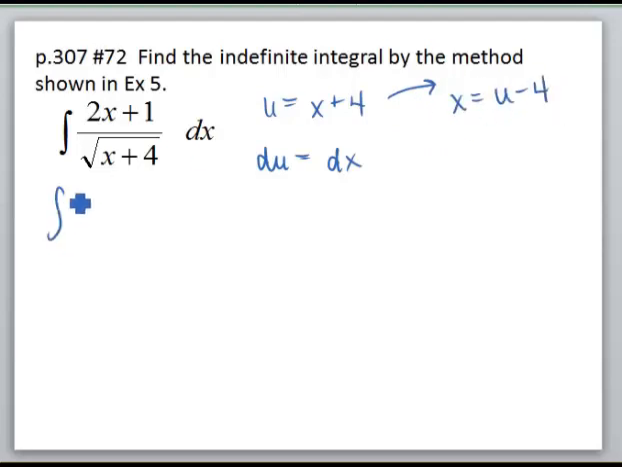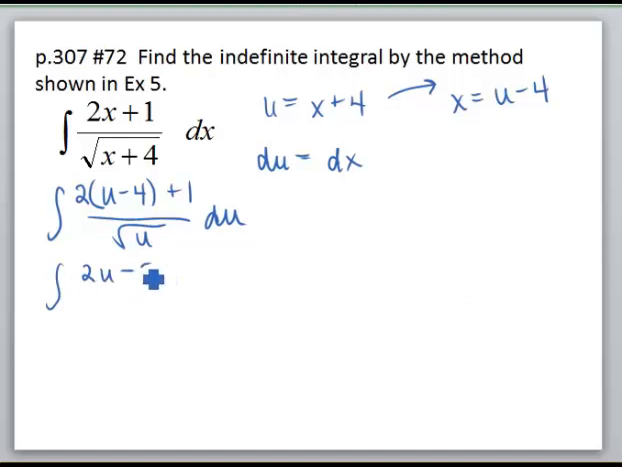So I'm going to need to rewrite this. I'm going to keep the 2, replace my x with a u minus 4, plus 1, over, I made my u be the square root of x plus 4, so square root of u. And then my du and my dx can be interchanged because they're equal to each other. So now I hopefully will be able to integrate this, but I'm going to need to simplify this first.